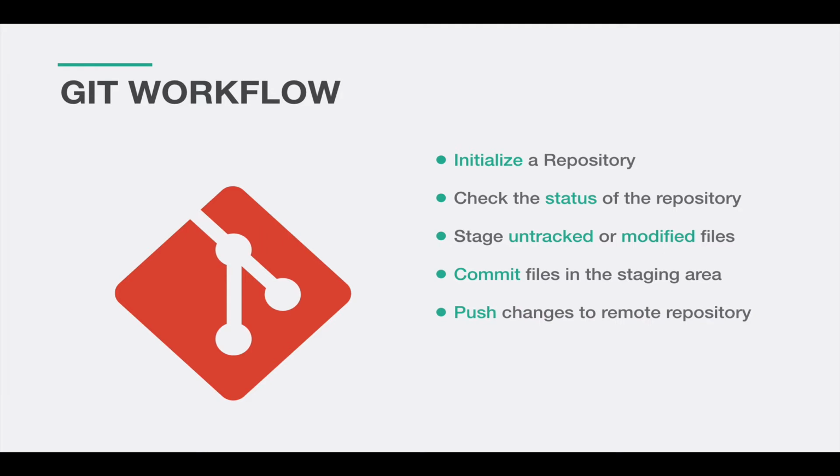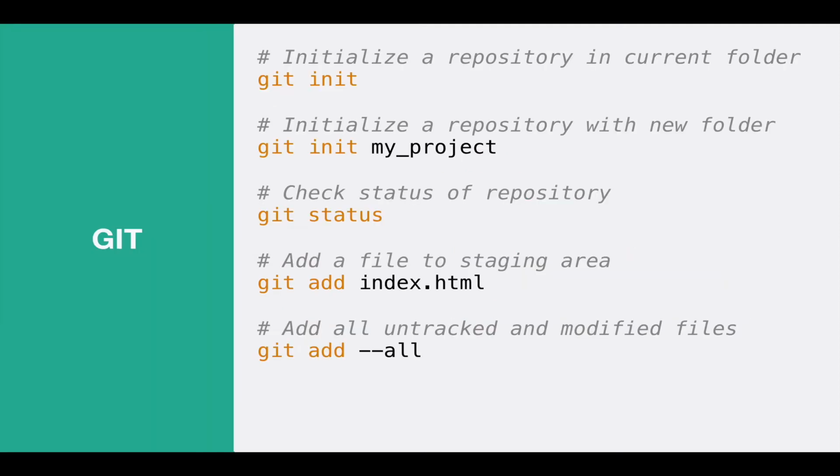Okay? Then if we were working with remote repositories, which we will, that's what GitHub will work for us. They'll have remote repositories. Then we'll push those changes up to the remote repository. So here are the commands. Git is a command line interface. So this means you'll open up your terminal and you'll type in commands to make things happen. And these are the commands that you would use. Okay, there are not that many of them.